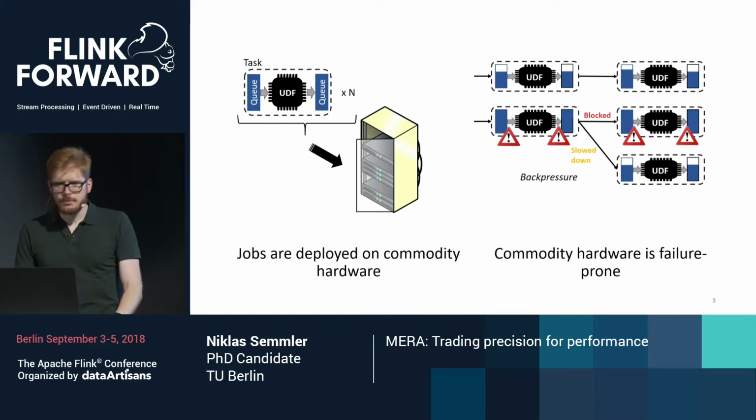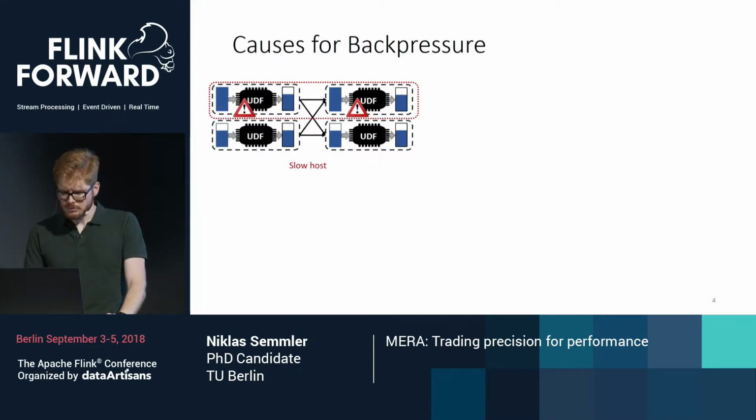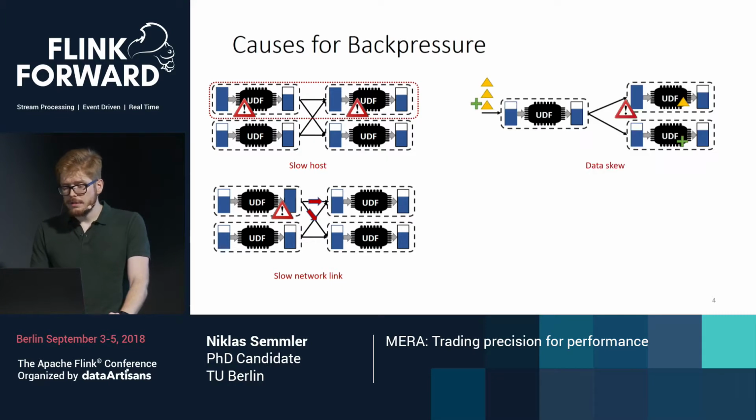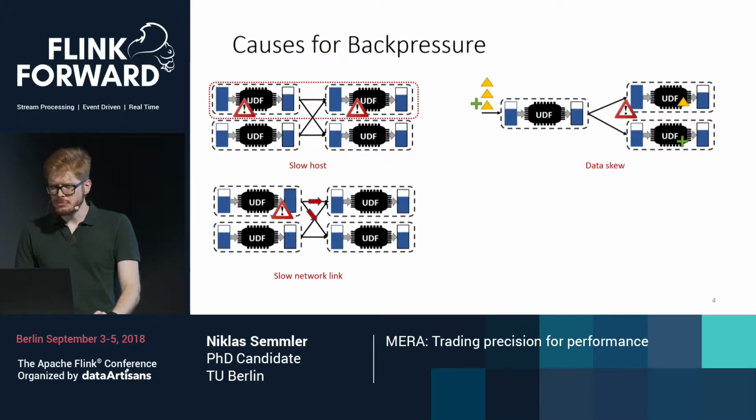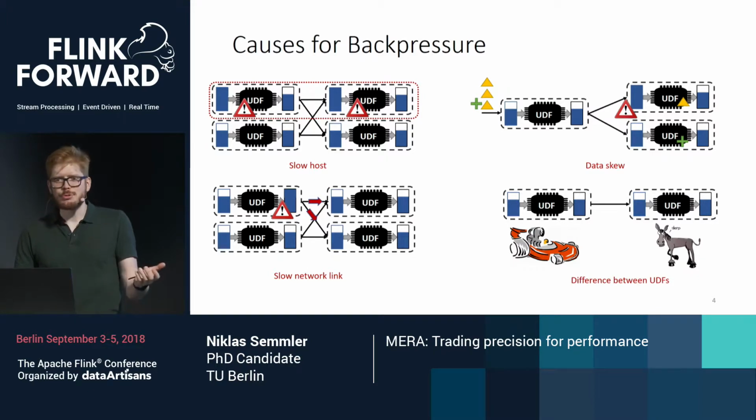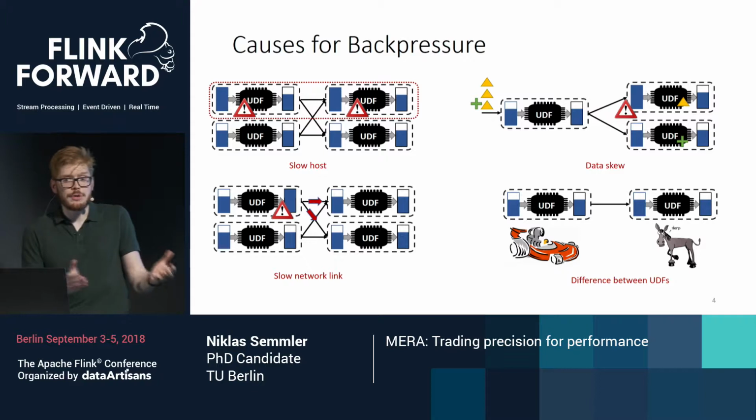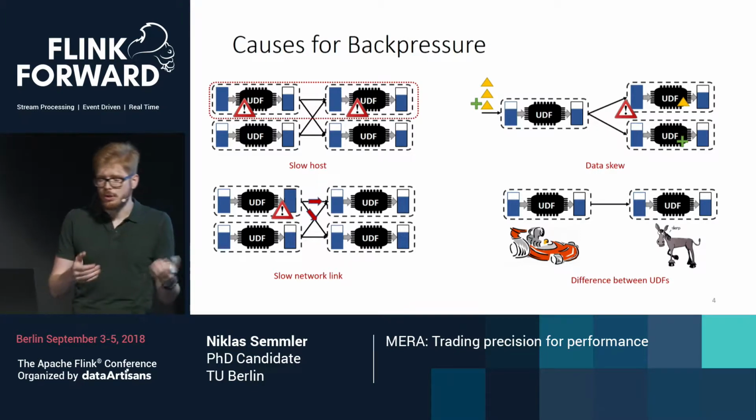Now, for now, I just described those failures as belonging to the commodity hardware, but there are many reasons for that. There are slow hosts, which would be a typical hardware or software failure. Then there are slow network links, in this case an uplink. There is data skew, as we have heard in the last presentation, so one key group gets a load of data. And then there's also simply the logic that differs. So you have a very fast UDF connected to a very slow UDF, because maybe one of them has very complex logic while the other one has very simple logic.